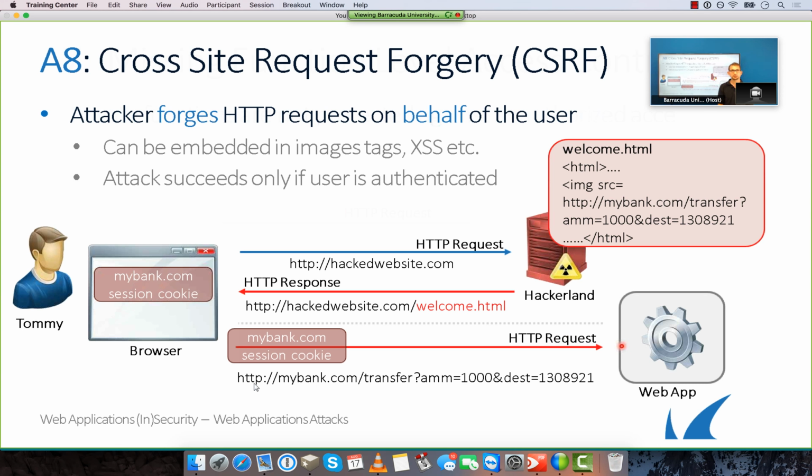But wait a moment. The browser has the session cookie of mybank.com. As we said before, the browser will use that cookie because this is how it is programmed. So it will open a connection to mybank.com using the session cookie. We are authenticated as Tommy, and the amount of 1,000 is going to be transferred to a destination account. What will Tommy see? Nothing, really. He might see an error on the main page, depending on how it's written in the code. But honestly, this is quite transparent.